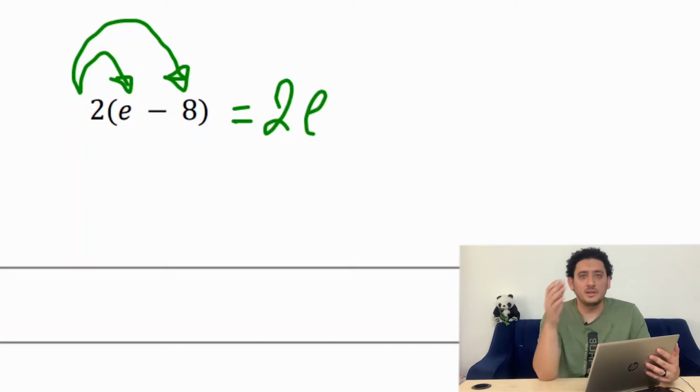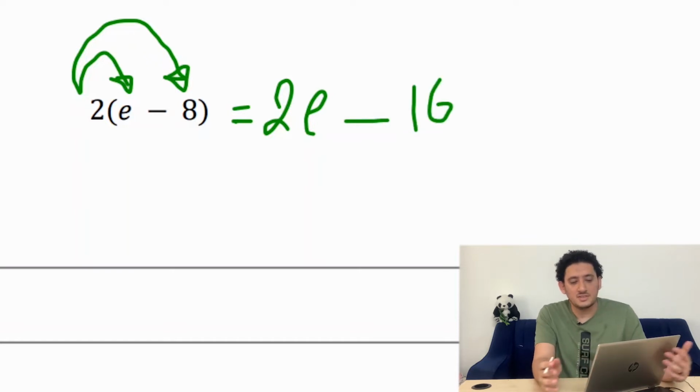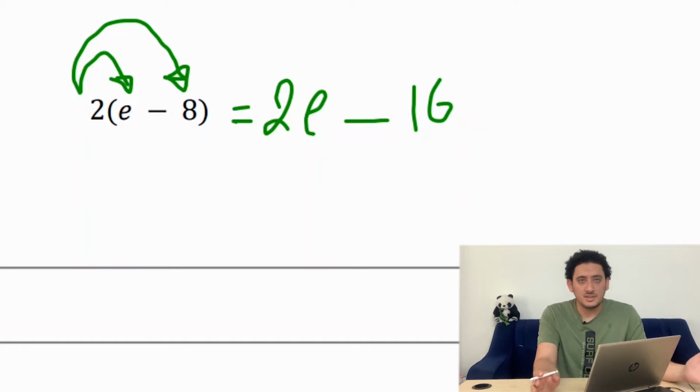When you multiply a number by a variable, or a constant by a variable, you'll just put them beside each other like this, 2e. 2 multiply negative 8 equals minus 16. So we can say the answer here is 2e minus 16. It's so easy. You will just distribute the multiplication as we say.